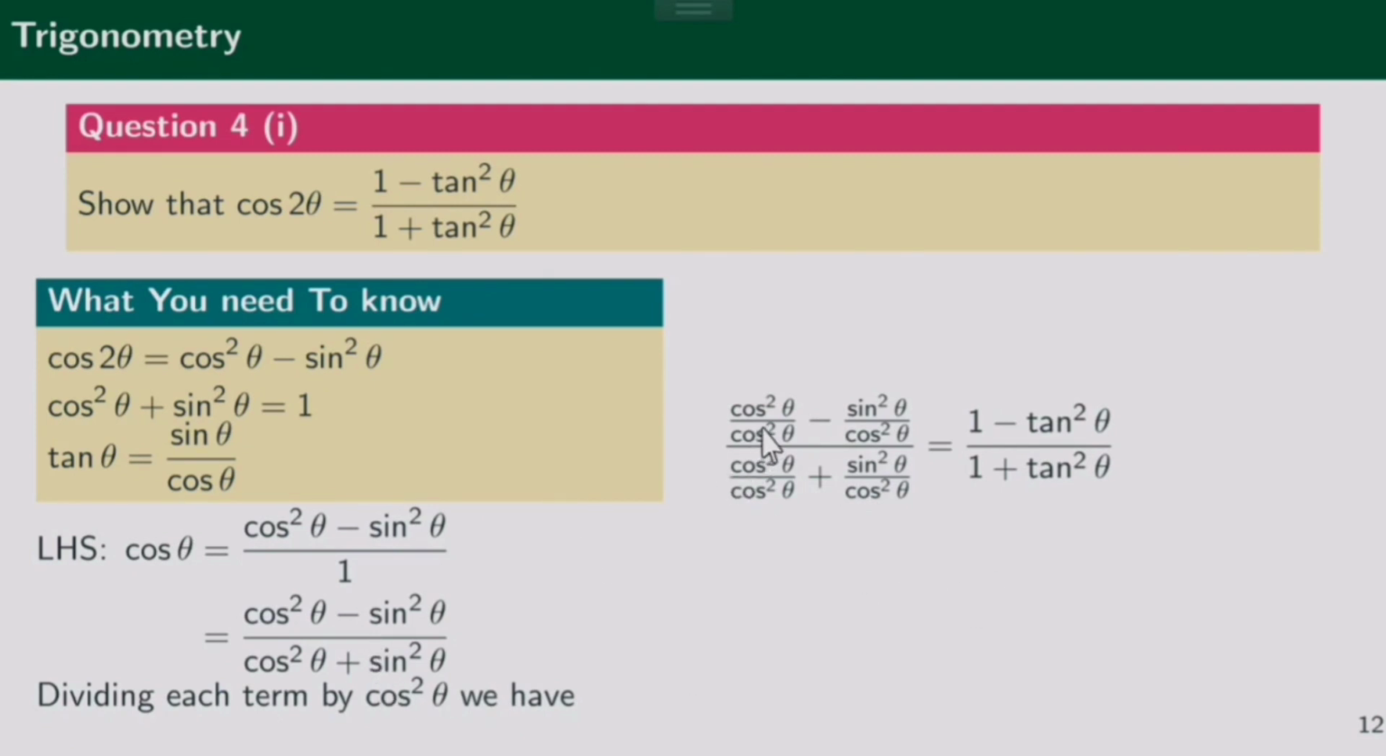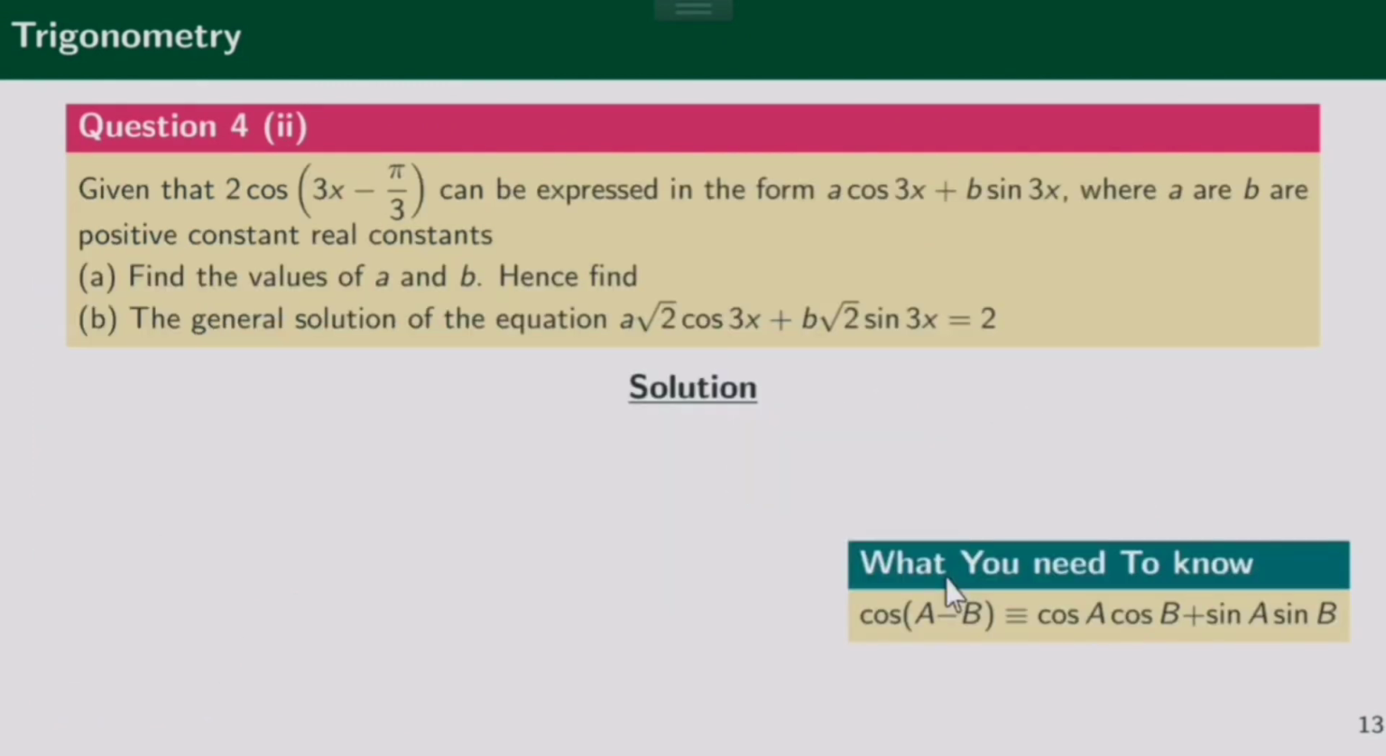Now, cos square theta divided by itself is 1. Sin square theta divided by cos square theta is tan square theta. Then this term also gives me 1. Sin square theta divided by cos square theta gives tan square theta. And this is the right hand side. So, as required, I've shown the first part.